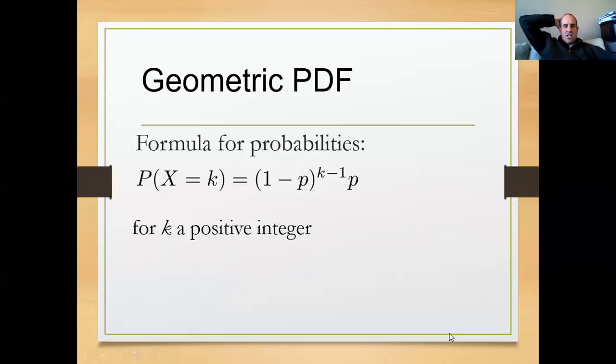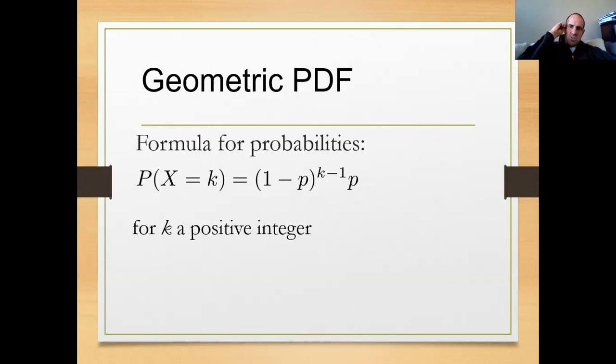Okay, so why is this the formula? What is the probability that X is equal to 1? Well, if X is 1, that means I had a success right away. So that's just p. And this formula works for that: that would be (1 minus p) to the 0 times p.